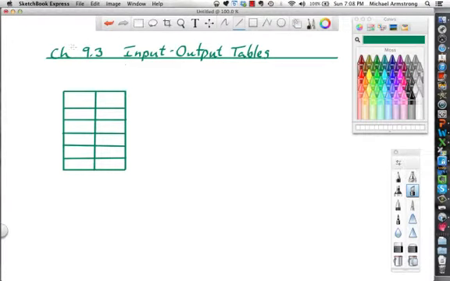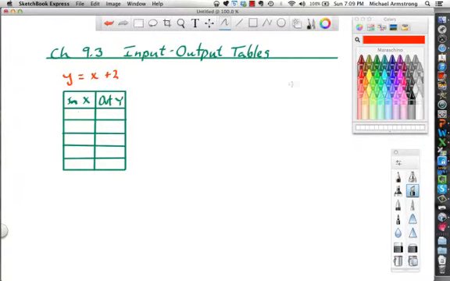Okay, what we've got here is chapter 9.3, input-output tables, and this is kind of what we've been talking about the last couple lessons. You've got input, and it's represented by an X, and you have your output, which is represented by a Y. And as you move along, they've got the function, which has a Y and an X. Y equals x plus 2. And we can see that whatever we do to x, we always add 2 and we get y.